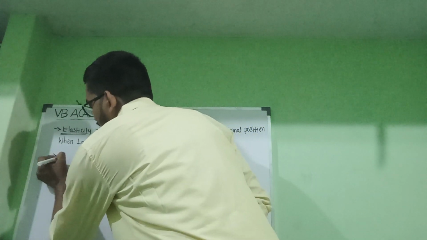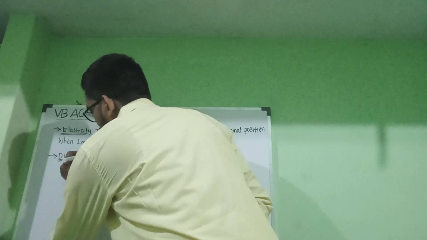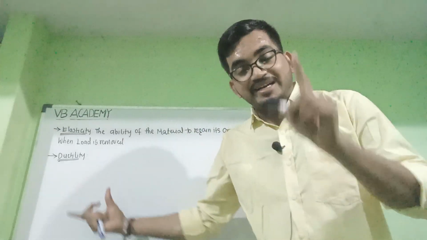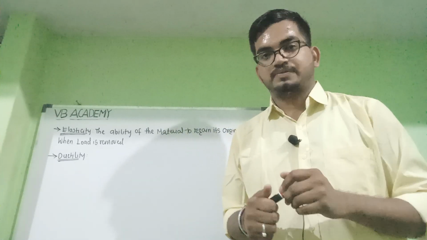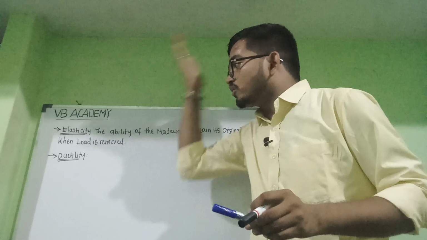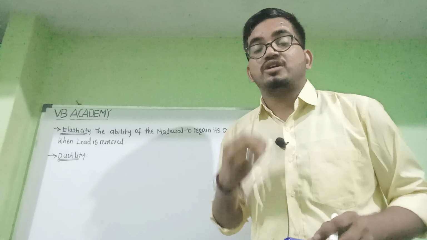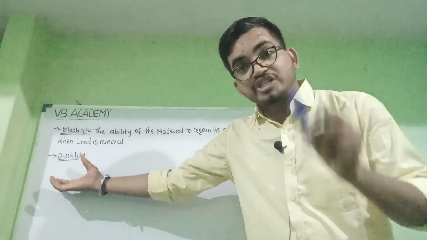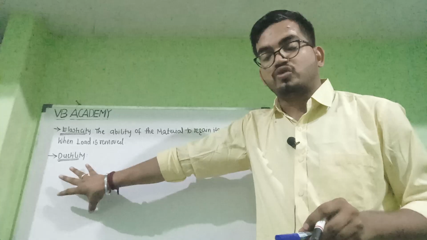Then coming to the next property, ductility. What is meant by ductility? Ductility is the ability of the material to deform under tensile load without fracture. Due to this ductile property only, we are drawing wires. In ornaments, thin wires we can draw due to this property. Deformation of a particular material under tensile load is known as ductility.